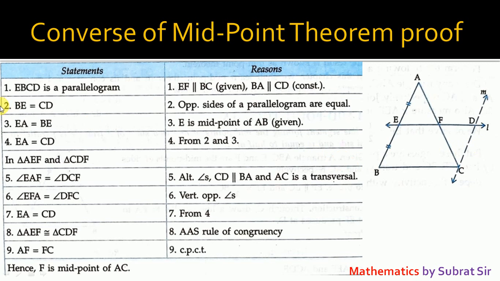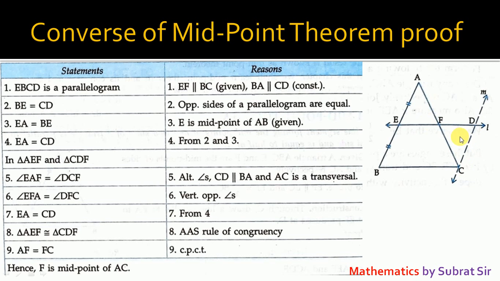So we can write BE is equal to CD. This BE is equal to CD, and also we can write EA is equal to BE, because E is the midpoint. So we can write EA is equal to CD. Okay, this EA is equal to CD we have written.